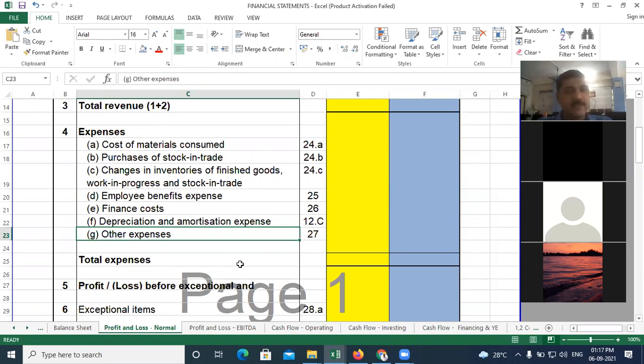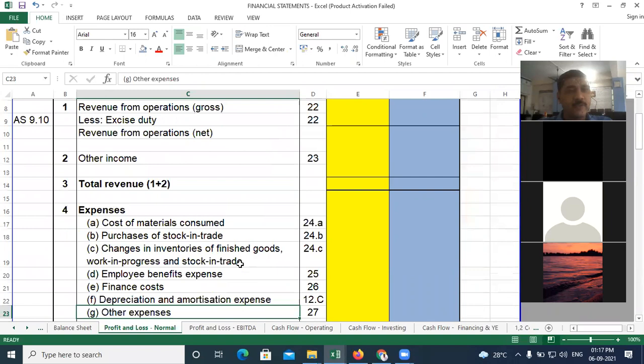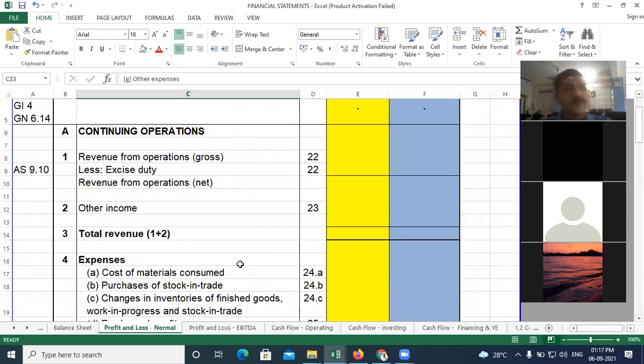Let me come again. This is very important. Students, we are learning the format of profit and loss account. In profit and loss account, one item is your continuing operations A, and then we have discontinuing. Now in this, there are a total of 4 items: 1, 2, 3, 4. And 1 and 2 focus on the income that we have earned in the business for one financial year. The third item, total revenue, is the addition of the main revenue plus the other income that we earn in the business. So the first item that we had discussed was revenue from operations.